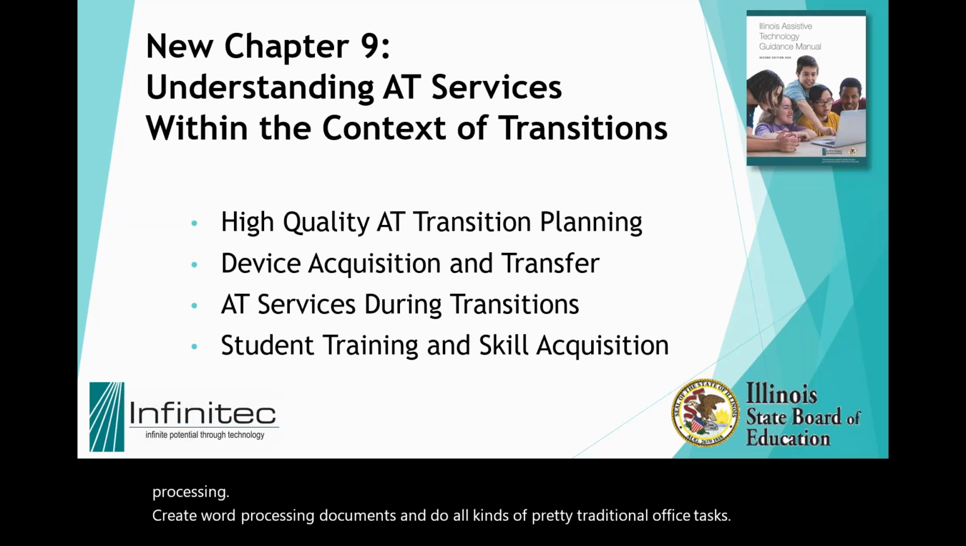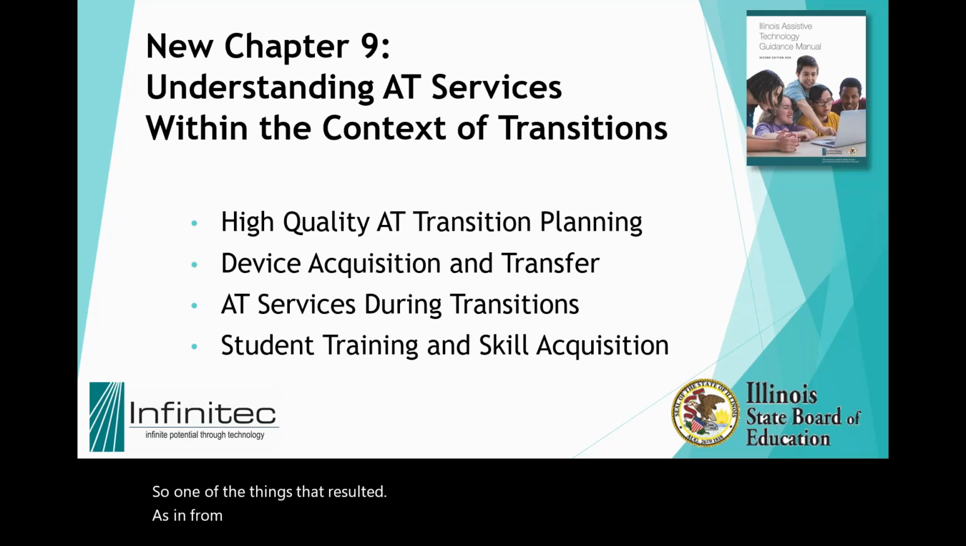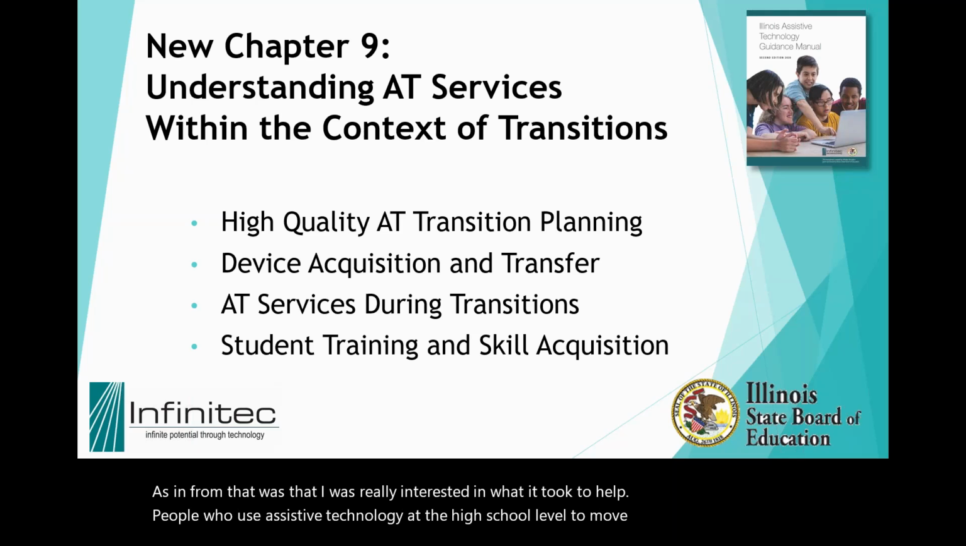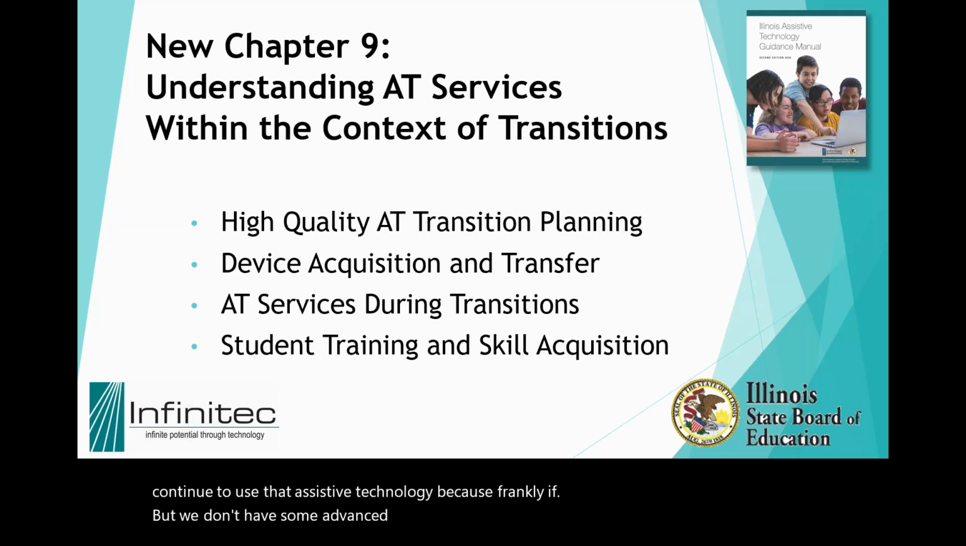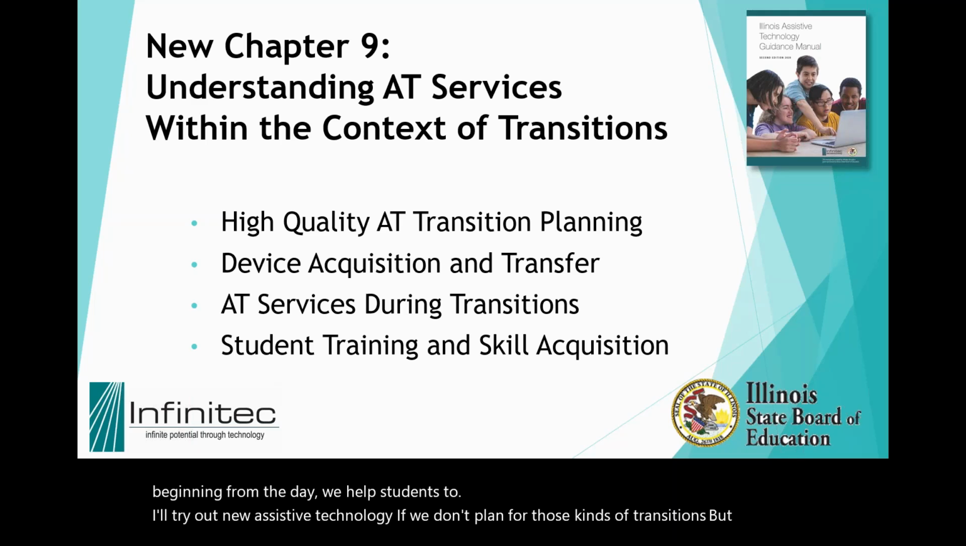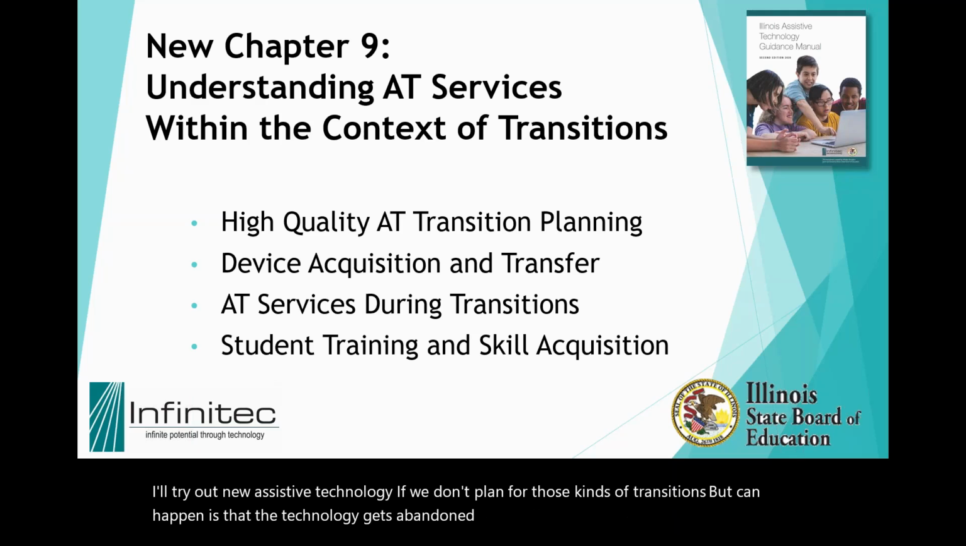So one of the things that resulted from that was that I was really interested in what it took to help people who use assistive technology at the high school level to move forward into adult life and continue to use that assistive technology. Because frankly, if we don't do some advanced planning, and I really mean way advanced planning, like beginning from the day we help students to try out new assistive technology, if we don't plan for those kinds of transitions, what can happen is that the technology gets abandoned when things change radically.